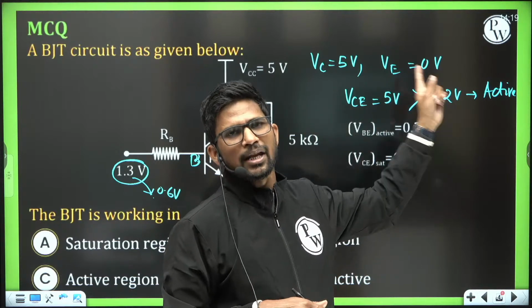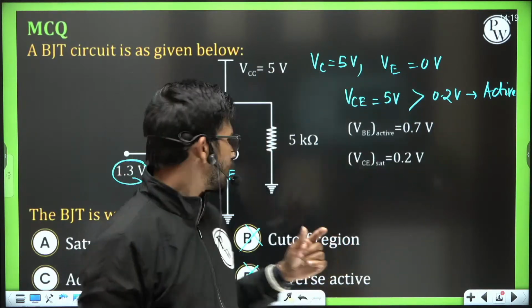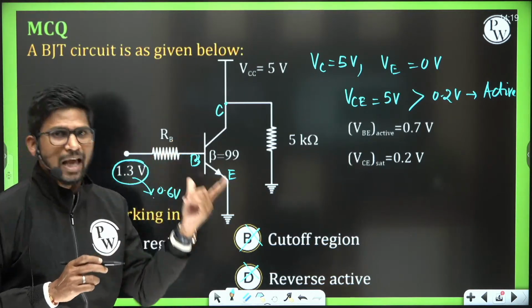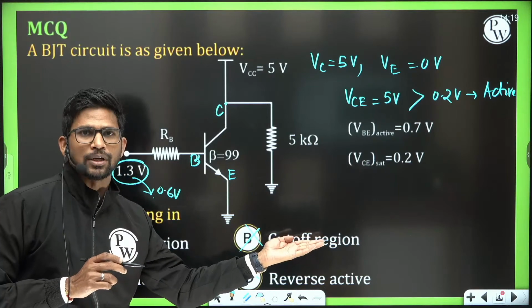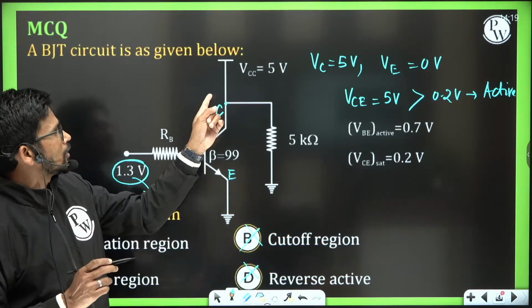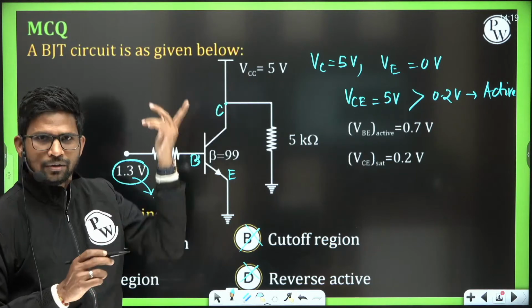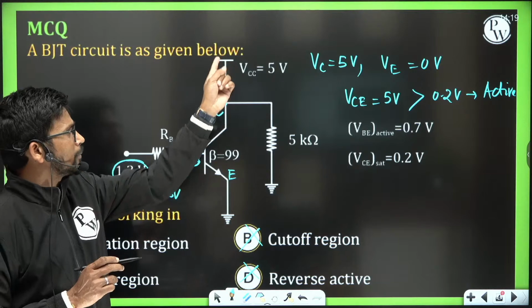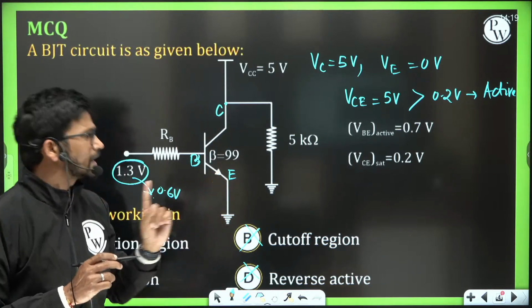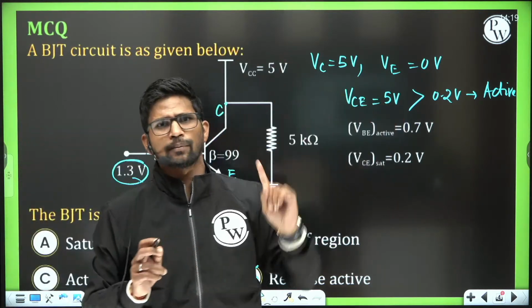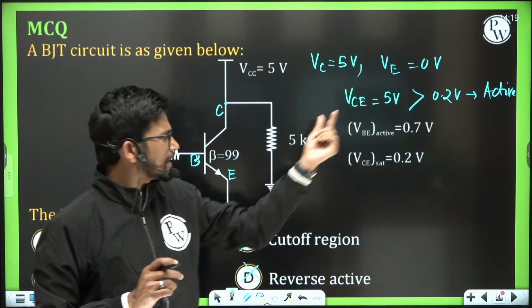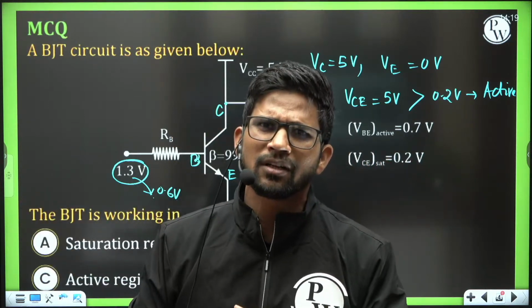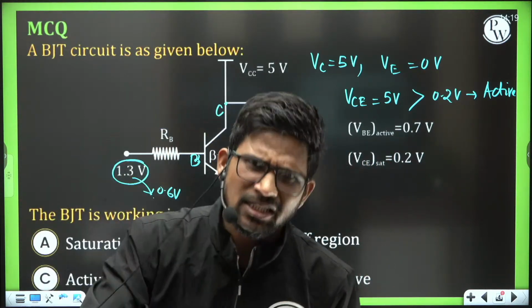This condition is verified only for on BJT, because when this 1.3 volt comes out to be 0.6 volt, then this BJT is actually off, and therefore the option will be cut off. You cannot say that no sir, this VC is 5 volt. If this 1.3 is 0.6 volt, then also VC comes out to be 5 volt, because it is directly connected to 5, VE is directly connected to 0. So can I say that since this 5 volt is greater than 0.2 volt, therefore this BJT is in active region? BJT will be in active region only if this is in on condition.